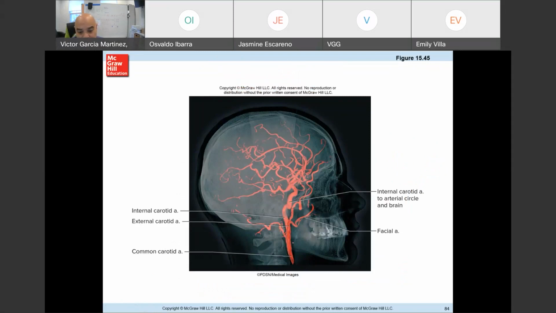Again, you have the common carotid artery, and from here you have an internal portion and an external portion. The external portion is for the external part of your head. It could be your cranium, it could be your orbits and your eyes, your nose, your mouth. And the internal one is going to be for the internal organs, such as your brain.